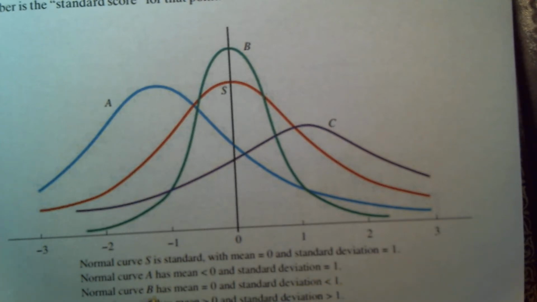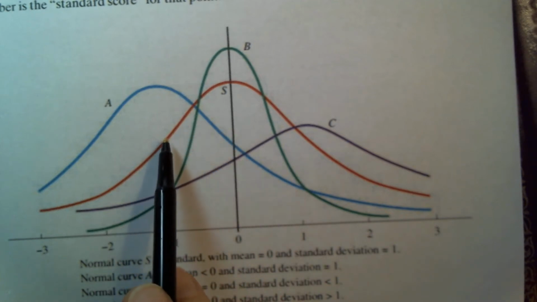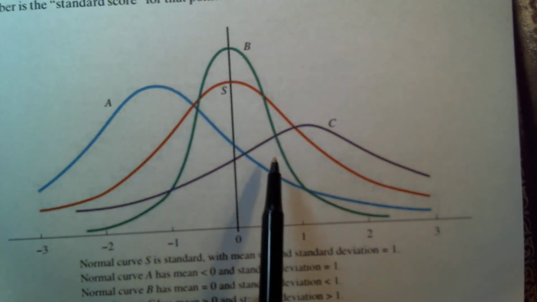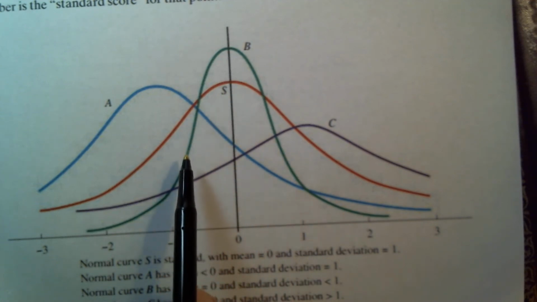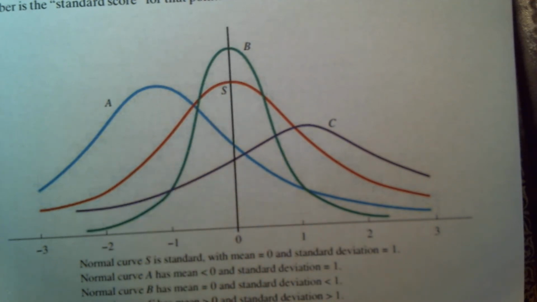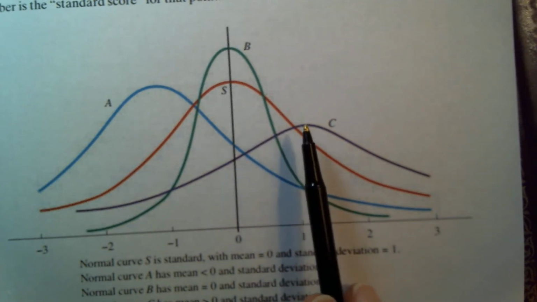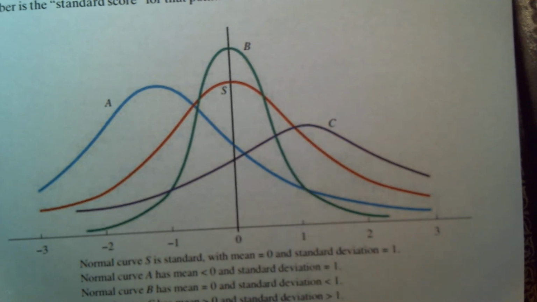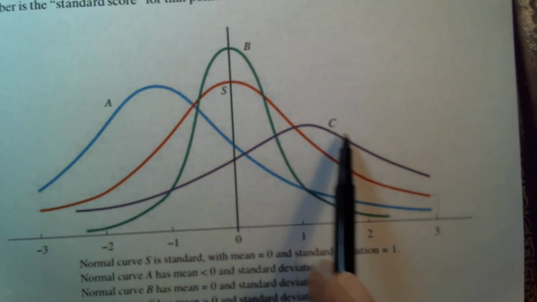Then curve B, the green one, has a mean of 0. It's centered at 0, as you can see, and a standard deviation of less than 1. In other words, it is narrower than the red one. The red one has a standard deviation of 1, and the green one has a standard deviation less than 1. And then when you look at curve C, again, that has a mean greater than 0. It's shifted to the right because the center is about here. And it's flatter, so it has a standard deviation greater than 1.